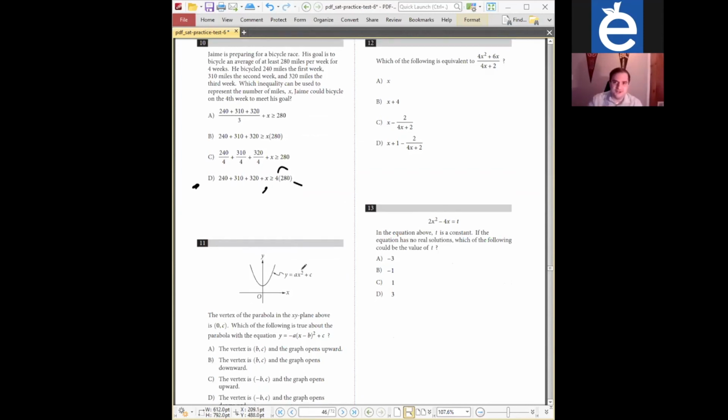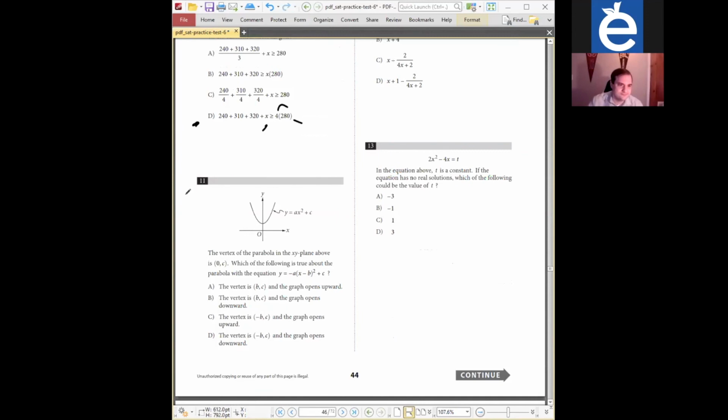All right. Question number 11. The vertex of the parabola in the xy plane above is (0, c). Which of the following is true about the parabola with the equation y is equal to negative a times (x minus b) squared plus c? All right, so we are going to do a little parabola review.